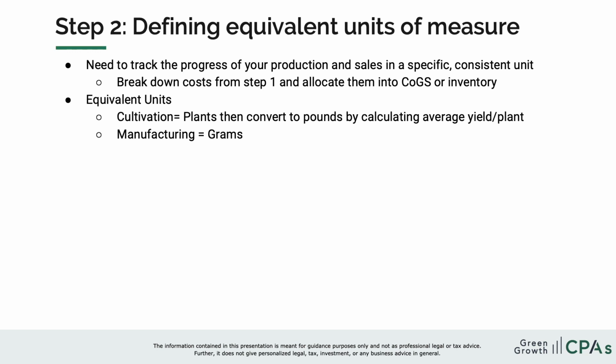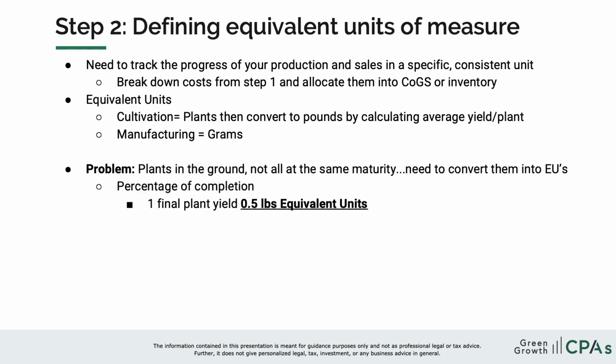Now, you're starting to see a lot of multiplication in here, and this is where the complications come in, and that's why I'm just going to stick with a pure cultivation example. And this brings us back to knowing how long it takes to produce a plant from clone to final trim ready for sale. Okay, the problem is this. You have plants in the ground, but they're not all the same maturity. So we need to convert them into your equivalent unit of measure, which is going to be pounds.